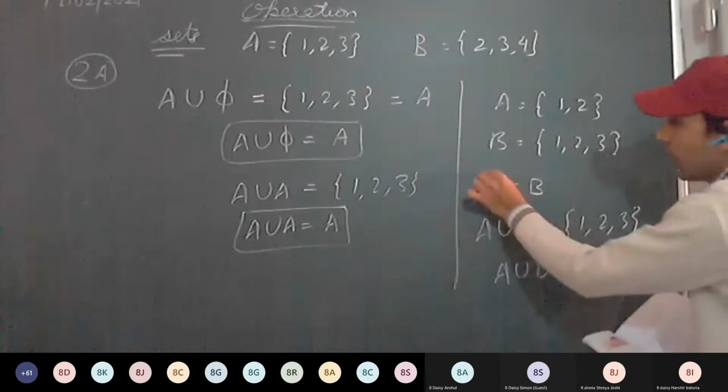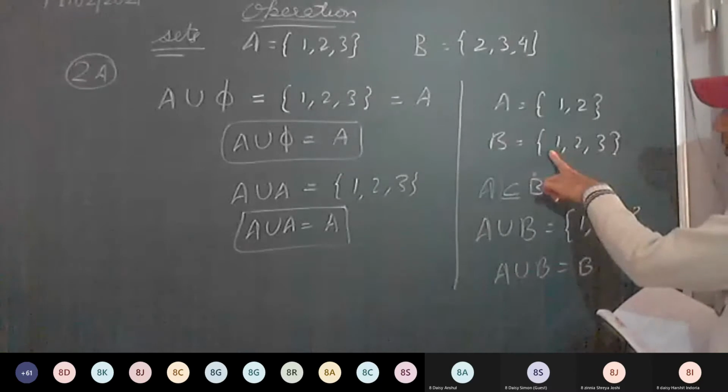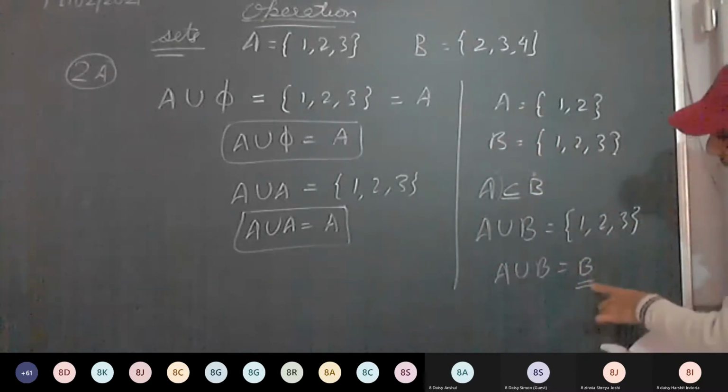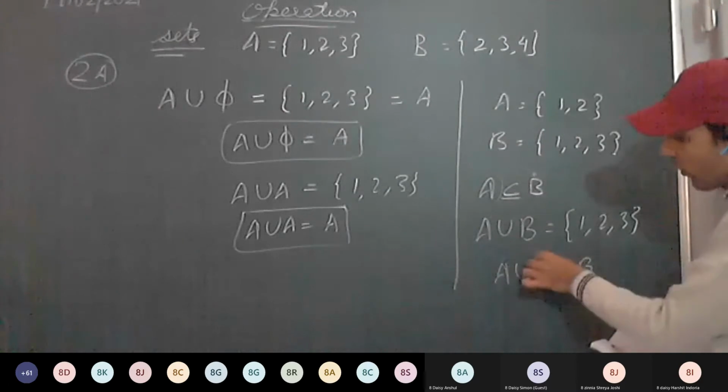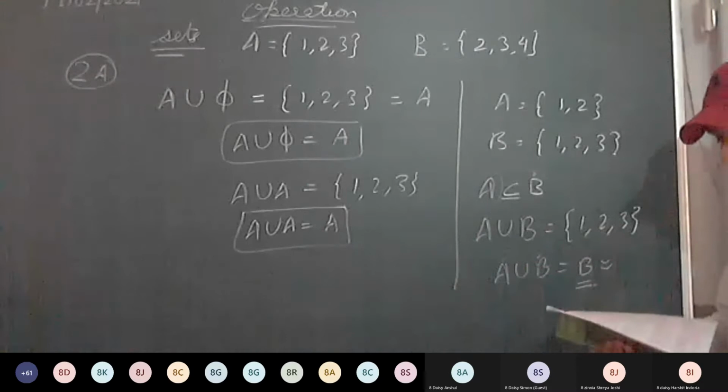Now see here, all the elements of A are contained in set B. So if we take their union, we get B as the answer, because all the elements of A are contained in B. Therefore, B will be our answer.